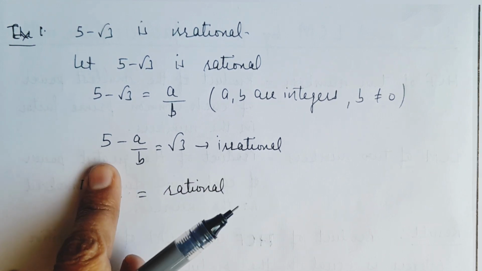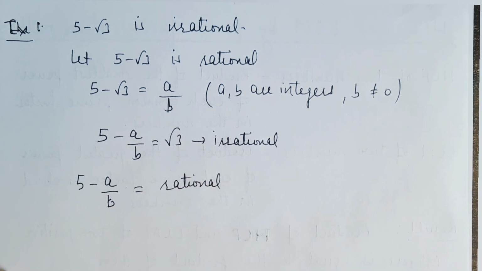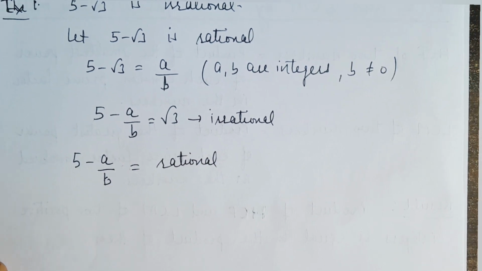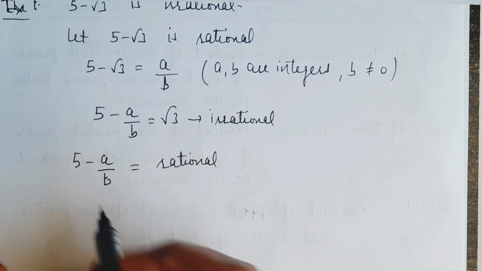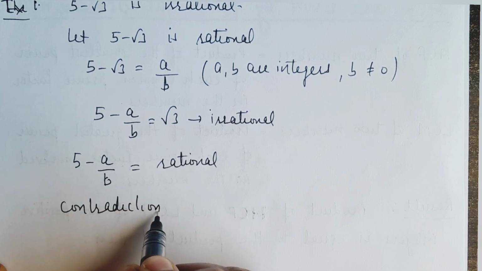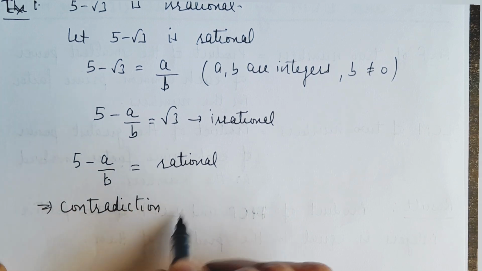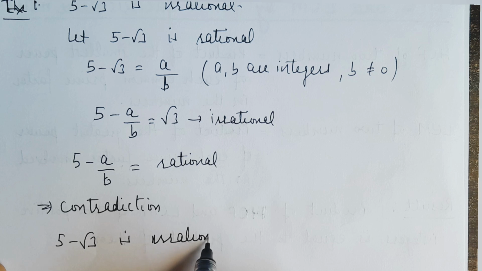Okay, so left side is rational and right side is irrational here. That means it is a contradiction. It cannot be possible that on one side it is rational and on the other side irrational. So it leads to a contradiction to the result that 5 minus √3 is rational. This is a contradiction. So hence 5 minus √3 is an irrational number, not a rational.